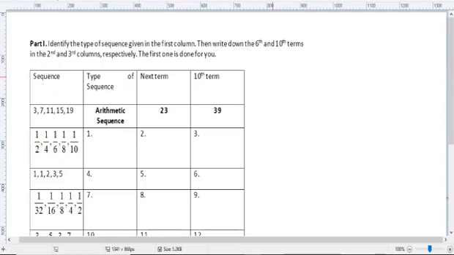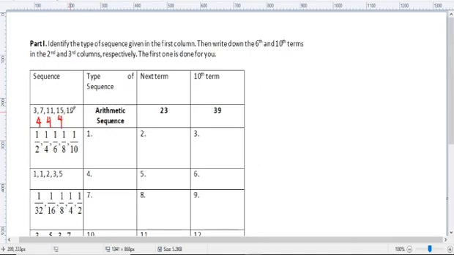So, for example, dito, consecutive terms 3 at saka 7. So, ano yung difference ni 3 at saka ni 7? Diba, 7 minus 3 is 4. Right? Tapos dito, 11 minus 7, 4. 15 minus 11, 4. 19 minus 15 is 4.